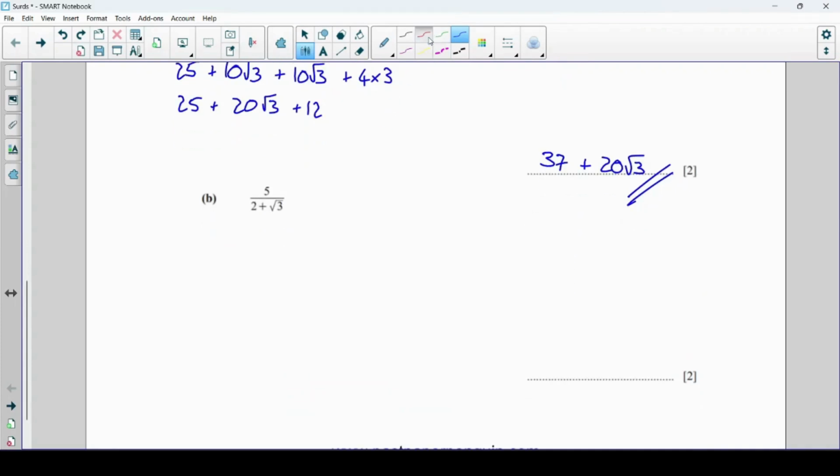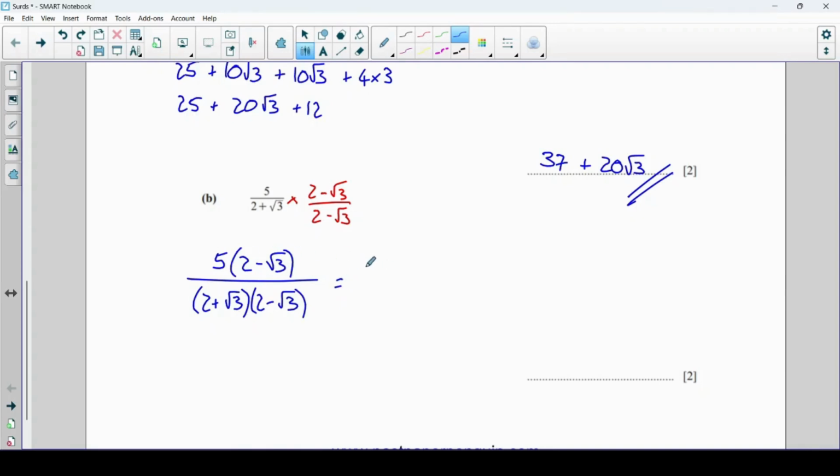This next question is another one where we need to rationalise the denominator, and we have a binomial on the bottom. So once again, we're going to multiply by the conjugate, 2 minus root 3. Let's write what that looks like. So 5 brackets 2 minus root 3. And on the bottom, 2 plus root 3, 2 minus root 3.